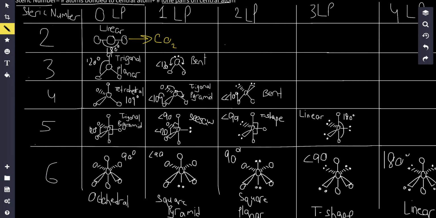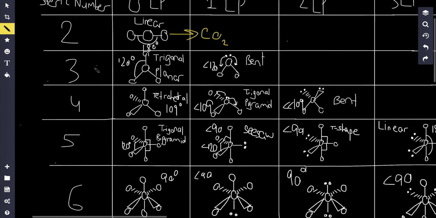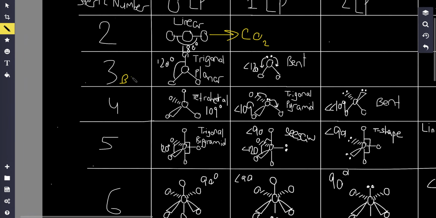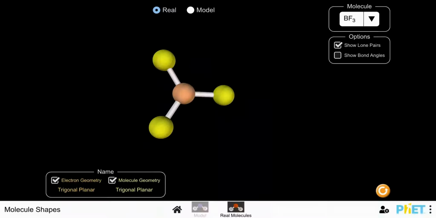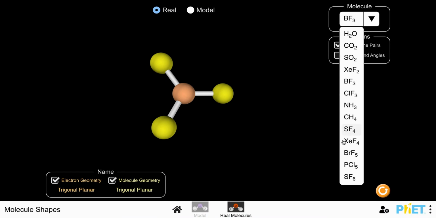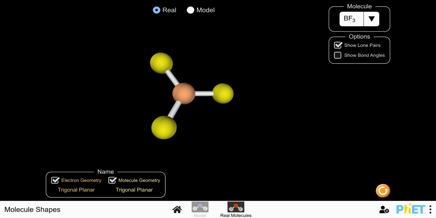For a trigonal planar structure, one thing you can associate with that is boron trifluoride, BF3. That's going to have a trigonal planar structure. This simulation gives you examples of, I'm pretty sure, all the structures.